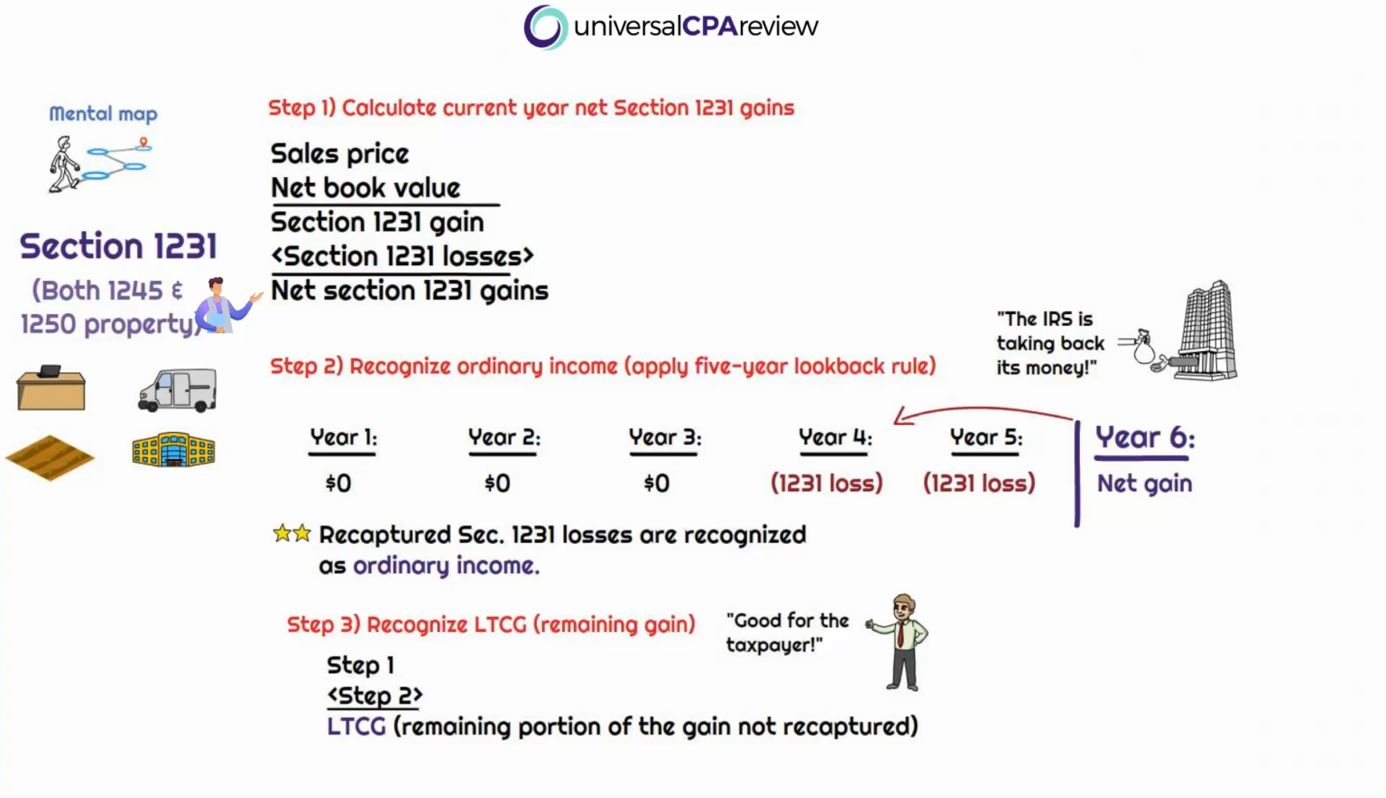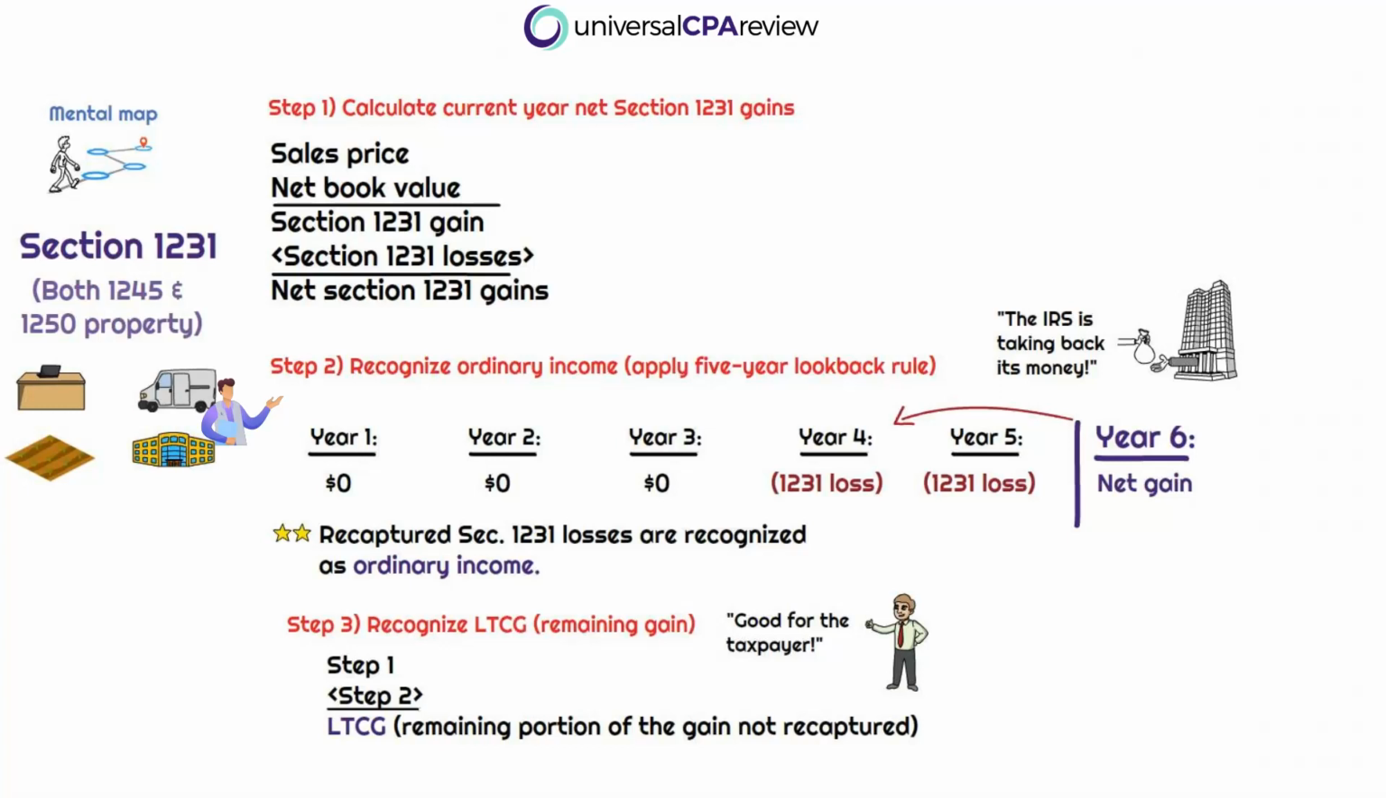So now we need to ask ourselves, how is Take Back Hotels going to treat this net section 1231 gain? Will it be a long-term capital gain? Is it going to get taxed as ordinary income? Well, this is where step 2 comes into play. We need to apply the 5-year look-back rule. What is the 5-year look-back rule? Right, that sounds made up.